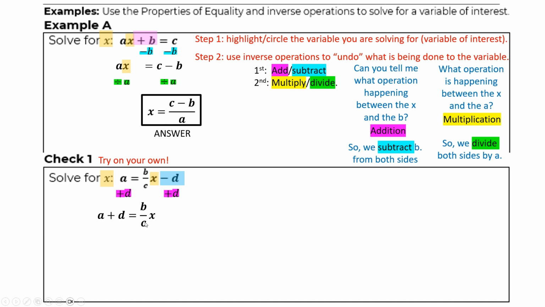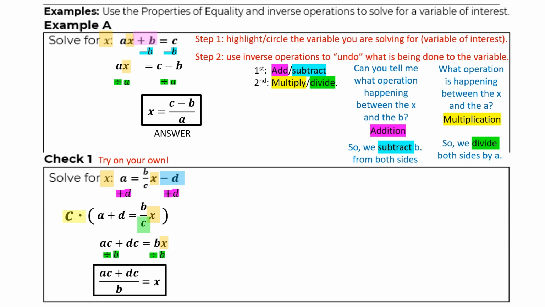So now we have to try to get rid of that c, because we want to get this x by itself. This c is causing it to not be by itself. That is being divided, so we're going to multiply in order to get rid of that c and bring it up into the numerator. And so now we have ac plus dc is equal to b times x. Well, that b is now showing multiplication, so we're going to divide by b. And our final answer is ac plus dc divided by b is equal to x.